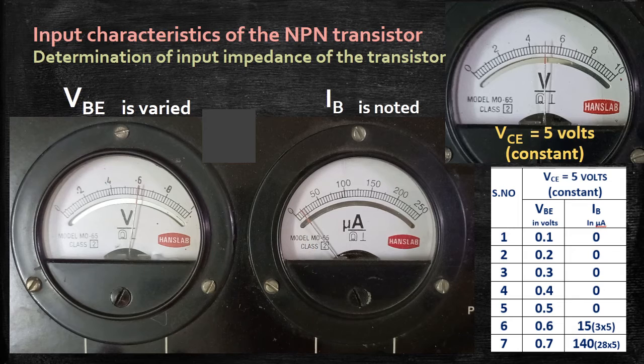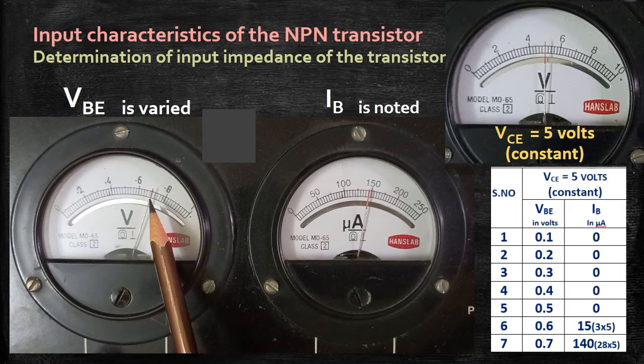Note down. Now the value of VBE is increased from 0.6 to 0.7. Now the reading is exactly coinciding. The very important thing is that without any parallax error we have to set the values. Are you clear? Now it is exactly at 0.7 volt.